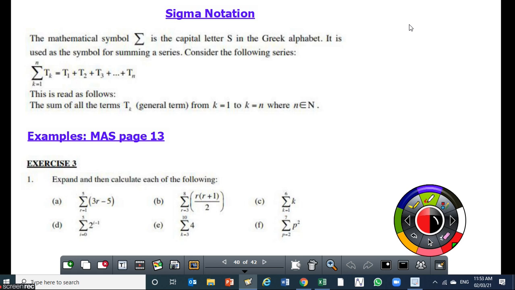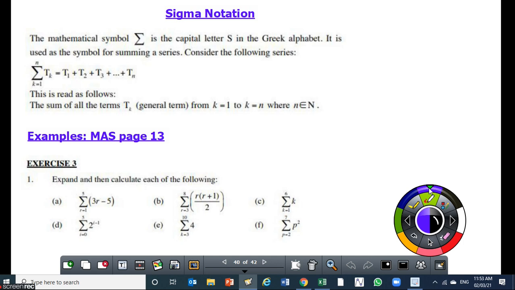Alright? And you should be someone who is familiar with finding the general term of an arithmetic sequence and the general term of a geometric sequence. If you know how to do that, then you should not have any challenges with the sigma notation. Now, when we write down the sigma notation, it's very important for you to be aware of this.